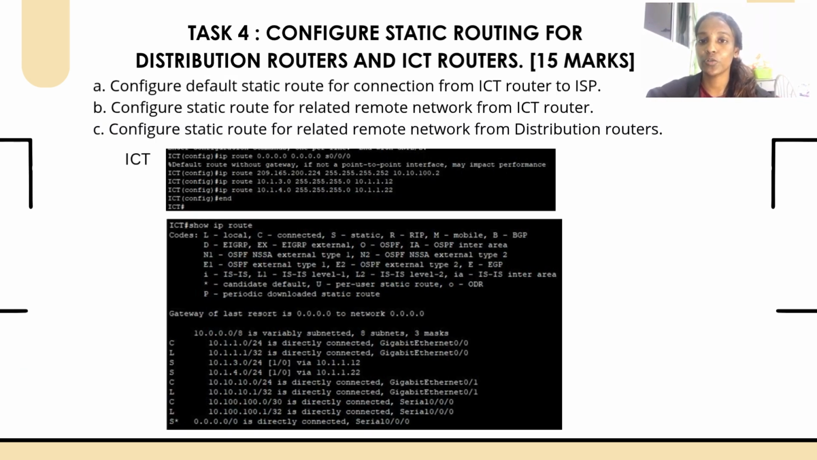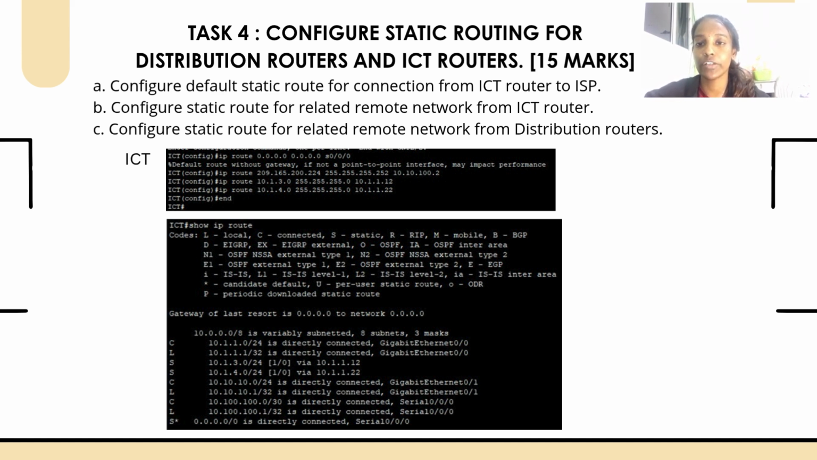I would like to continue with task 4, which is to configure static routing for the distribution routers and ICT router. There are three questions: A, configure a default static route for the connection from the ICT router to the ISP; B, configure static routes for related remote networks from the ICT router; and C, configure static routes for related remote networks from the distribution routers. As you can see, we attached some screenshots of what we did in Cisco Packet Tracer, and now I would like to explain them.